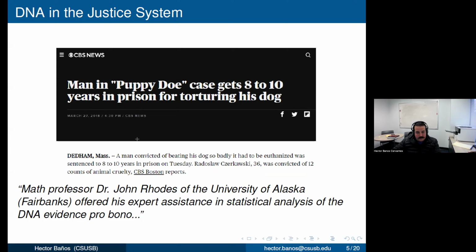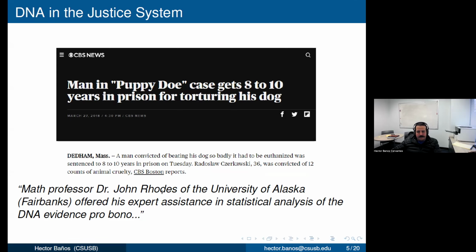Now, to my understanding, this was the first time that canine DNA was used in Massachusetts for a trial, as evidence. So therefore, they had to bring Dr. John Rhodes, who's a collaborator of mine and PhD advisor, to give his assistance in a statistical analysis of the DNA evidence. So they have to provide this analysis saying the probability of the two samples not matching is 1 in billions, and therefore they should be the same dog. And because this is a trial, they have to be really sure it was the case.